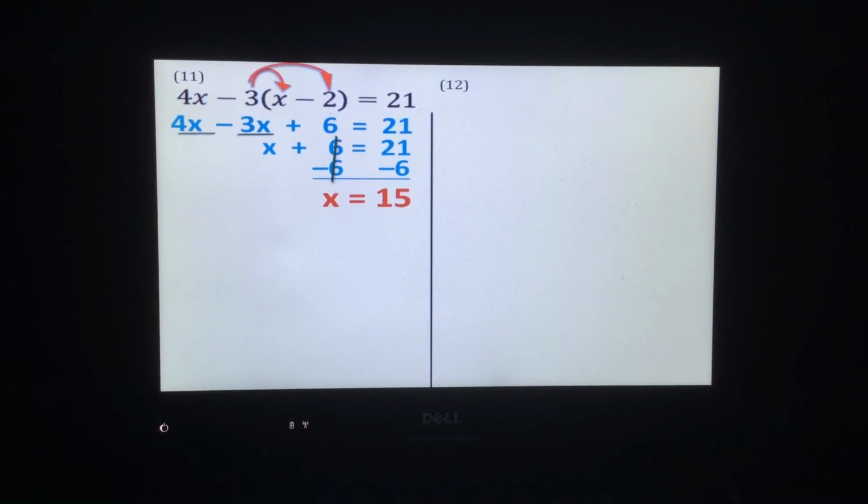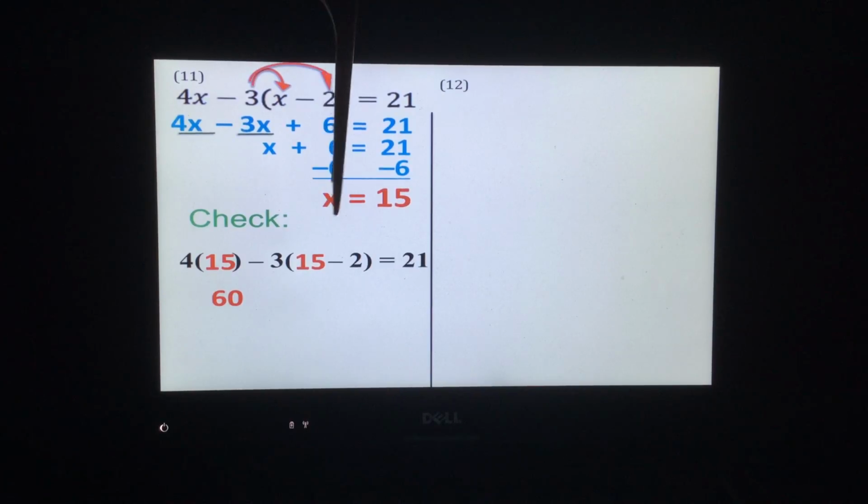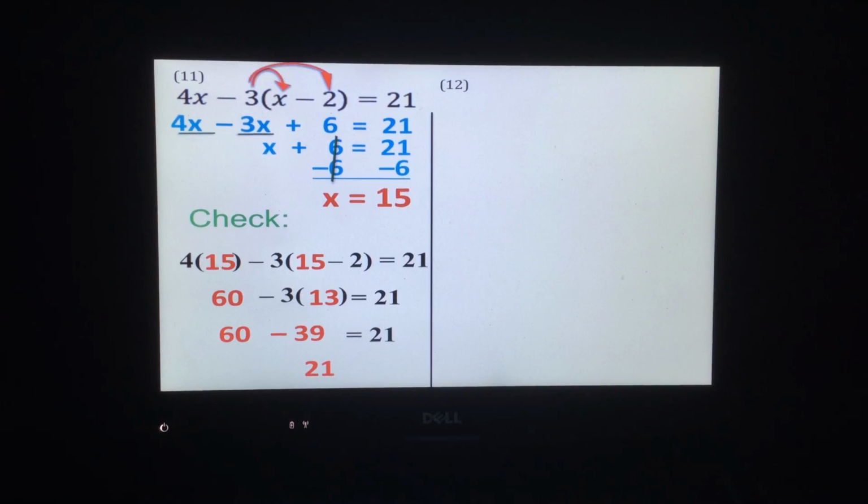All right, so quickly I'm going to check this. So I'm going to plug it in. Again, there's two x's there, so I'm going to put in both of them. So it goes there, and it goes right there. 4 times 15, that gets you 60. If you do what's inside the parentheses first, that's going to get you 13. So then we get negative 3 times 13 equals 21. And then we're going to multiply negative 3 and 13. That gets you a negative 39. Negative 39 and 60 together get you 21. 21 equals 21. There is the check.